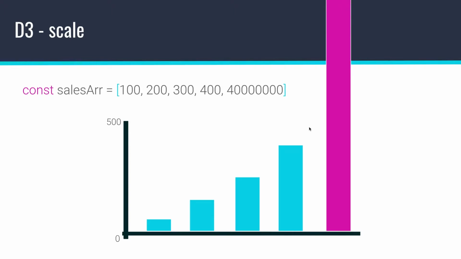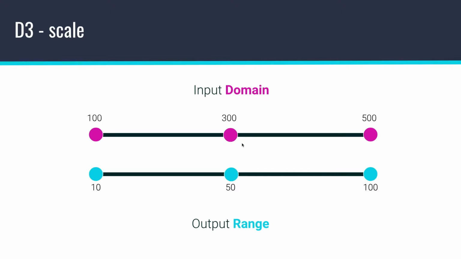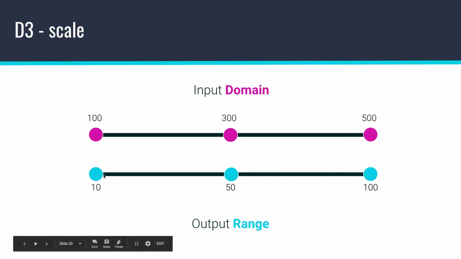So scale, using 2 methods, input domain and range, is going to normalize the data. Here we have the domain of all the sales, like 100, 300, 500, and we're going to match that to a range that we're going to give it. So 10, 50, and 100.